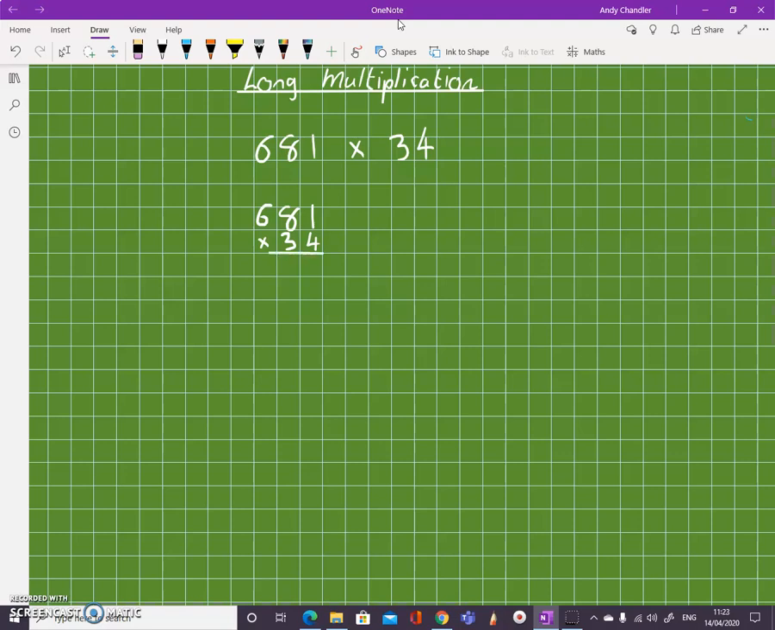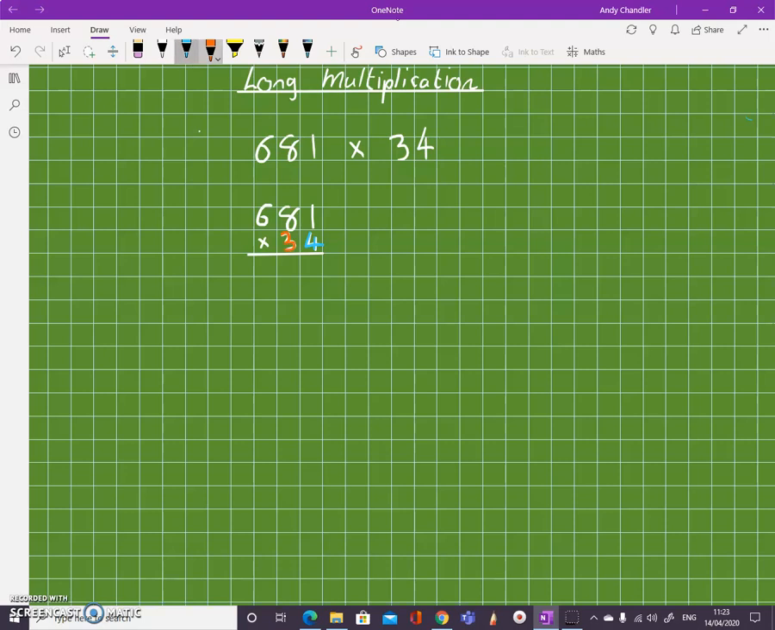So by that I mean I've put the 1 and the 4 in the units column and the 8 and the 3 in the tens column. Now I'm going to color code to make things a little easier to follow. So I'm going to multiply by the units and use blue for that. And when I multiply by the tens, I'm going to use orange.